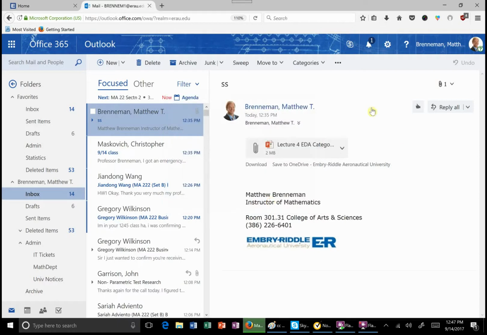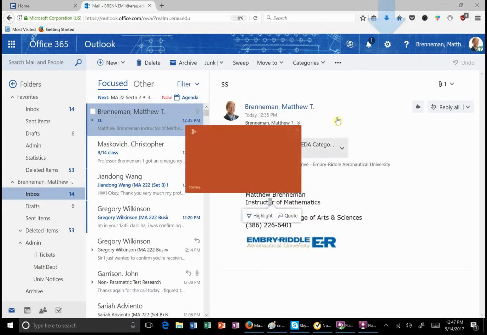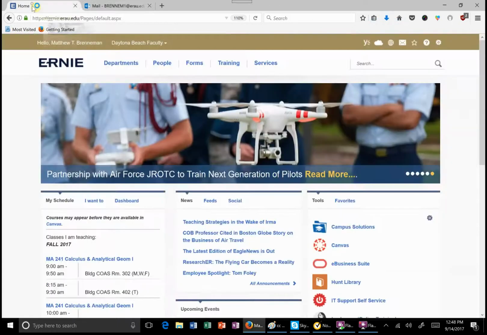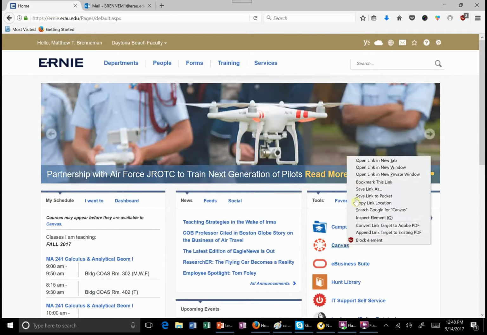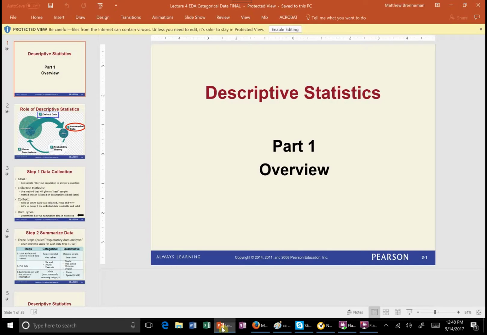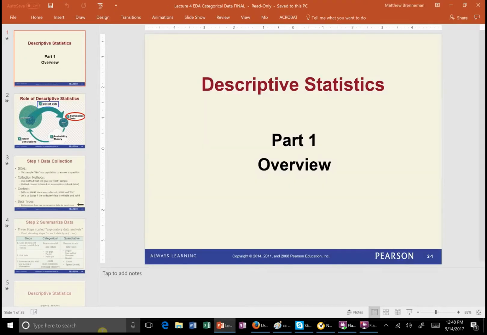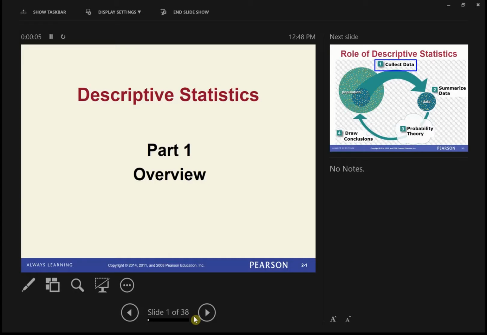So hopefully that'll help. So go ahead and open up the notes, and we'll get into StatCrunch in Canvas. We're going to have to download a few data sets in Canvas and open up StatCrunch. Okay, so let's just go get started.